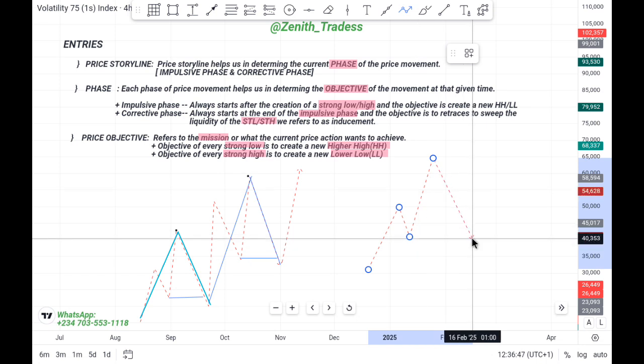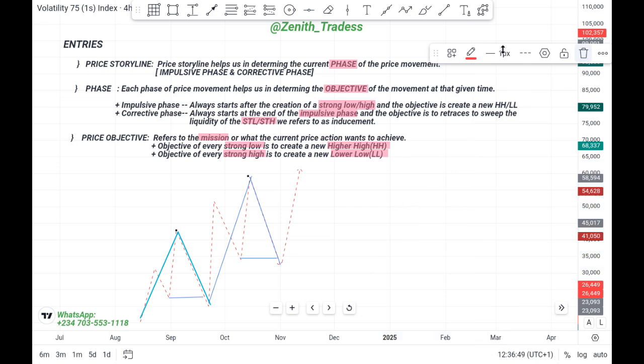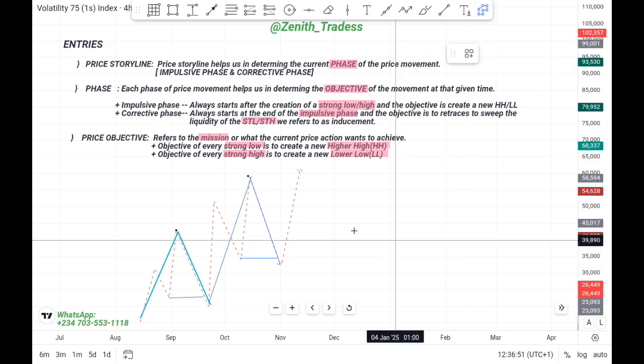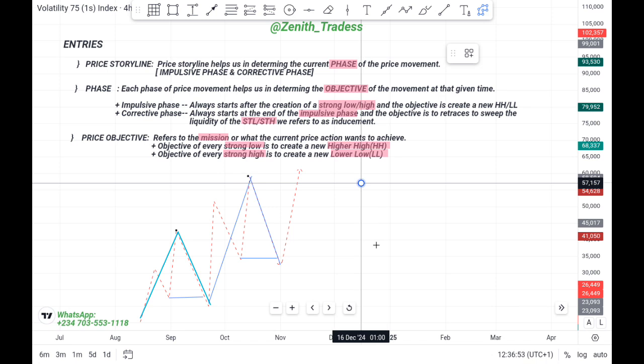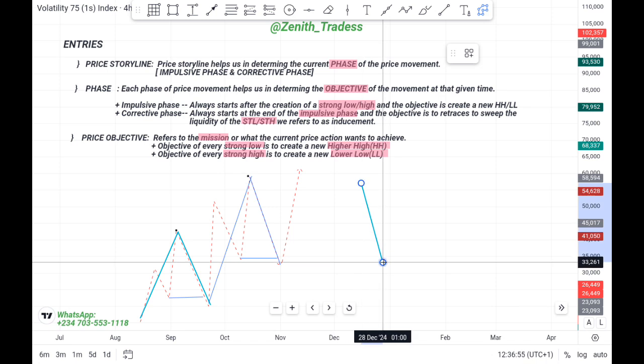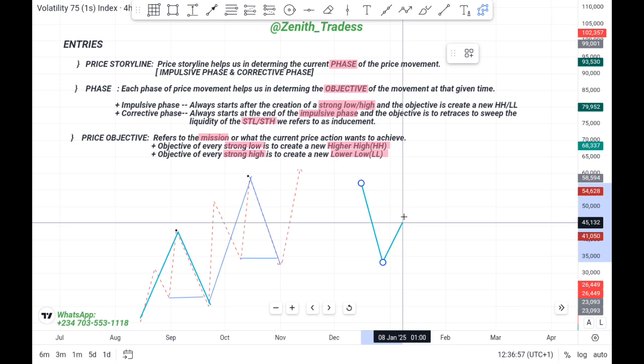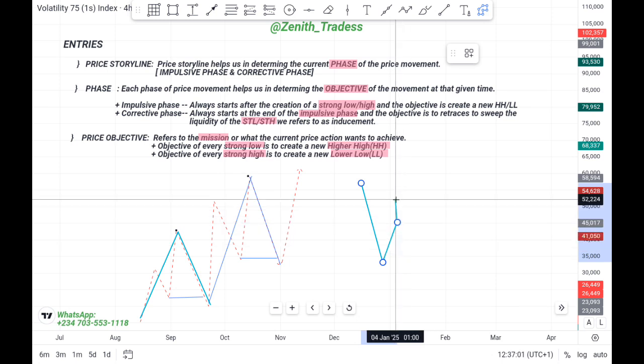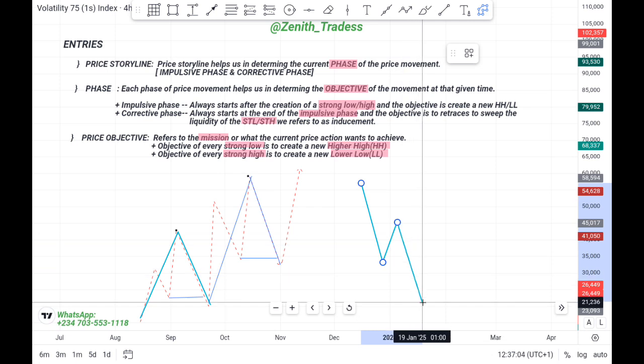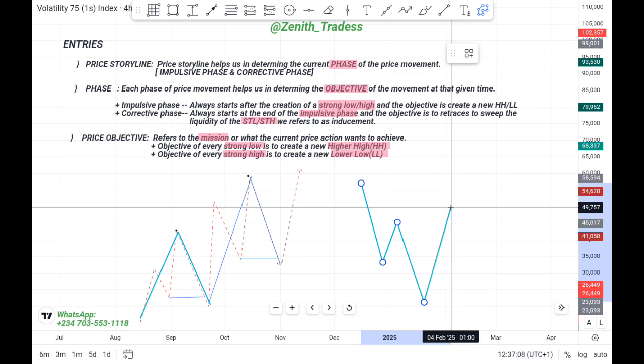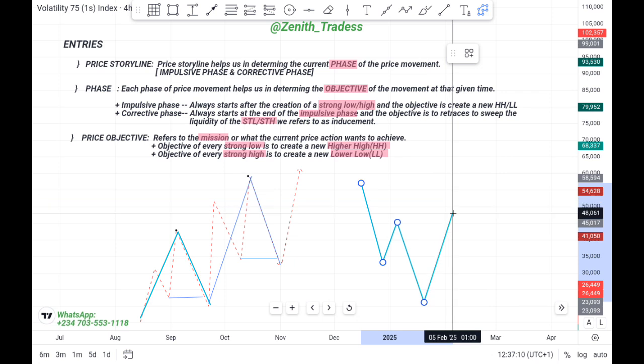For uptrend. For downtrend, we have the opposite. When we have a bearish order flow like this, this is the first impulsive move, creating a pullback, a minor high, then break of previous low. This is the impulsive move. Then we have the corrective move that will come and sweep liquidity of this high. I hope you understand this explanation.